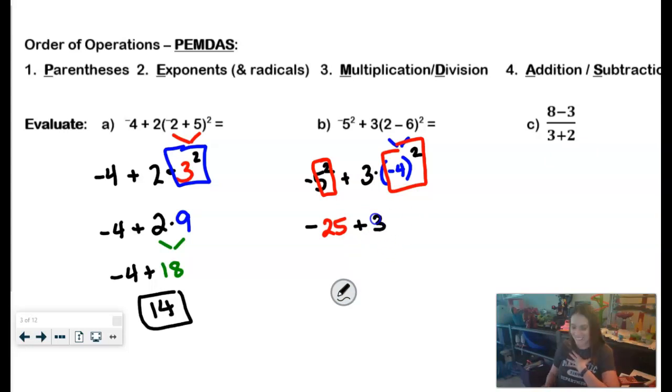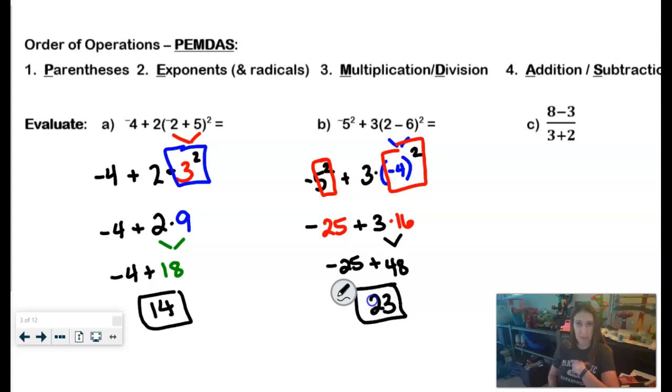Alright, so we got a 3 here, and then negative 4 squared would be negative 4 times negative 4, so it would be a positive 16. So we're multiplying by a positive 16. So multiplication would come next. These guys get multiplied together. This is a 48. So we have negative 25 plus 48, which I should totally be able to do in my head because I'm a math teacher.